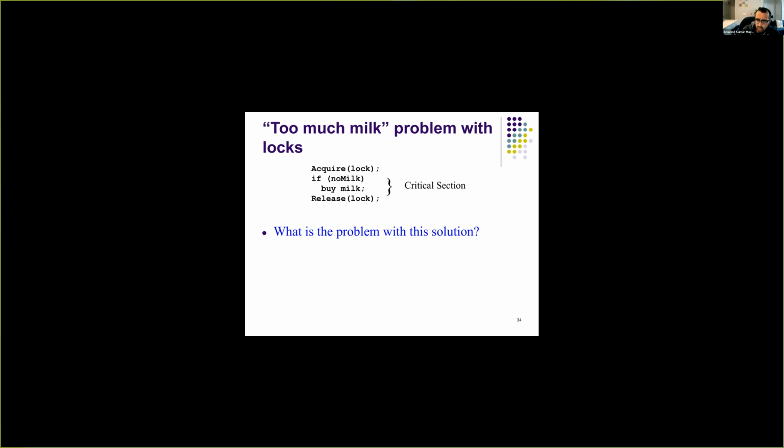So yeah, let's revisit our too much milk problem again. Here, let's say one way to do this is using locks. Imagine acquire lock is lock acquisition and release lock is releasing the lock. We just acquire the lock. If there is no milk, let's buy milk. What is the problem with this solution?